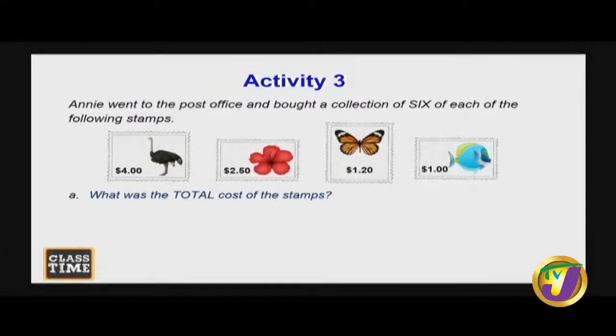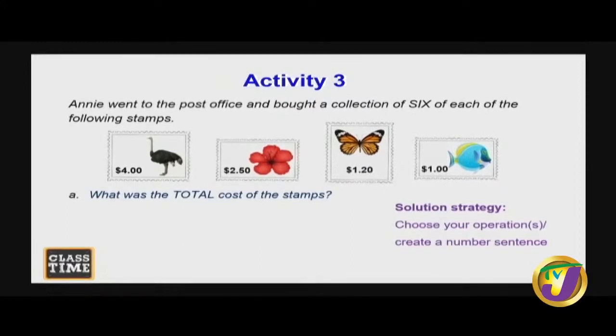What strategy are we going to use? Yeah, we can always use a number sentence. Choose an operation, because this one is easy. So we know she bought 6 of each stamp. So we could have gone ahead and found the cost for the 6 of each of the stamps. We could have multiplied that $4 by 6, and that $2.50 by 6, and each of those costs by 6. And then we could add up all of those values together.